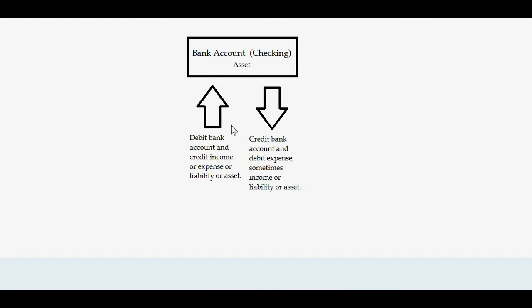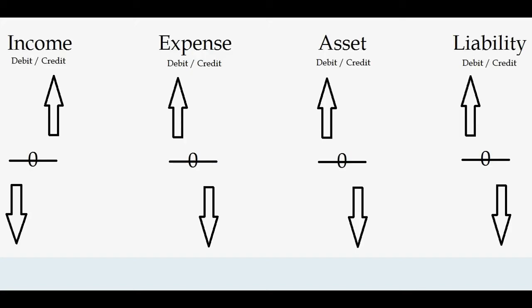Now my second chart, one moment. My second chart is here. This shows it like this. Income, expense, asset, liability. Now, we'll start with income. As you can see, these are zeros. If your balance is at zero, or anywhere up here, it goes down. So for income, there's a debit and a credit. And this is how a general journal entry will look. You can also see my video on general journal entries, but just to illustrate these basic accounts and what happens to them.